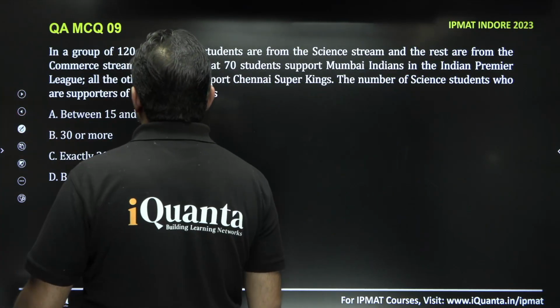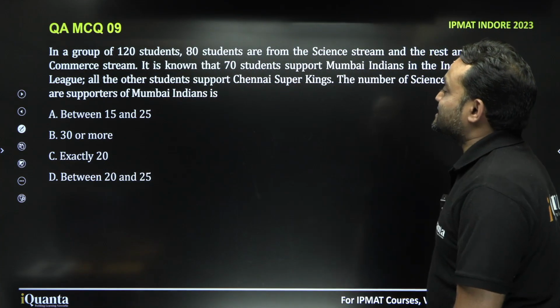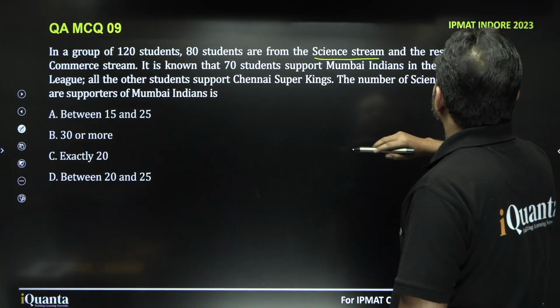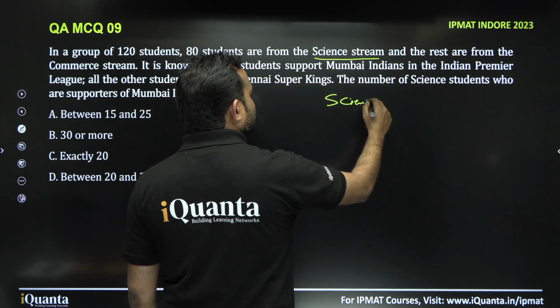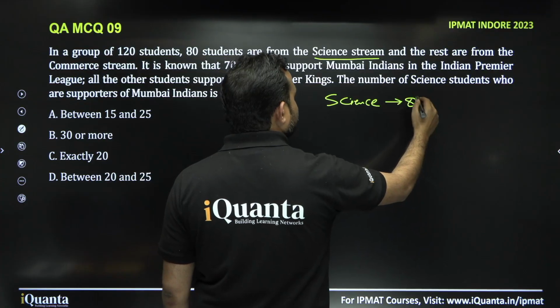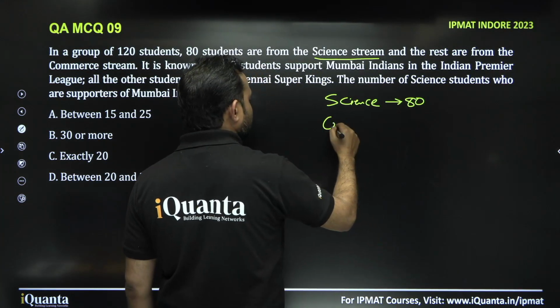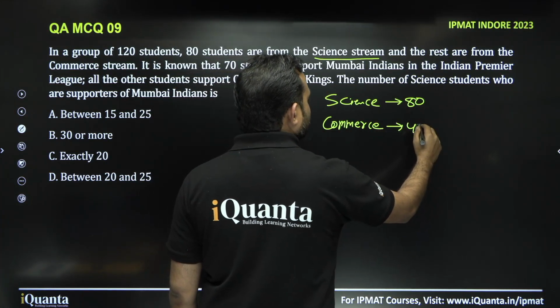Let's go to question number 9. Question number 9, it says in a group of 120 students, 80 students are from science stream. So science stream से कितने student हैं? Science stream से 80 students हैं, right? And the rest are from commerce. So commerce stream, rest will be 40 students.